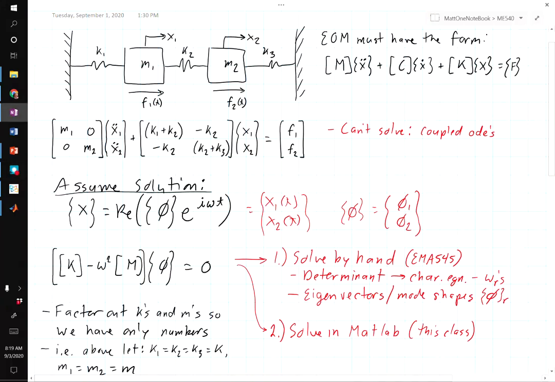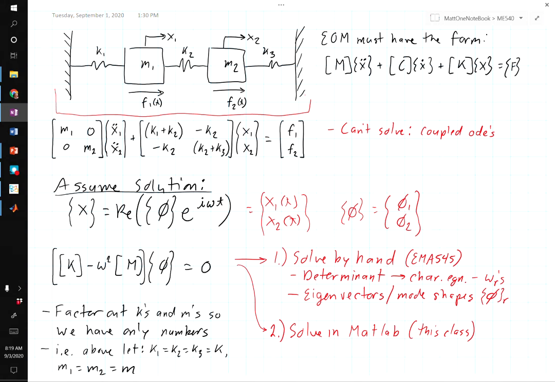In our last lecture, we talked about how to find the free response of single degree of freedom systems. Here we'll extend that to multiple degree of freedom systems, such as this two-mass system that you see right here. Two masses connected by three springs.